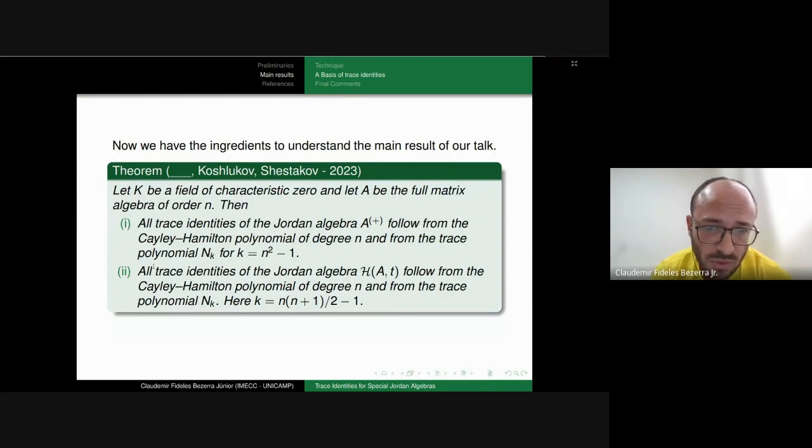We have a similar result for this Jordan algebra, but I need to be careful because of the dimension of the Jordan algebra. In this case, this k is equal to the dimension of the Jordan algebra minus 1.